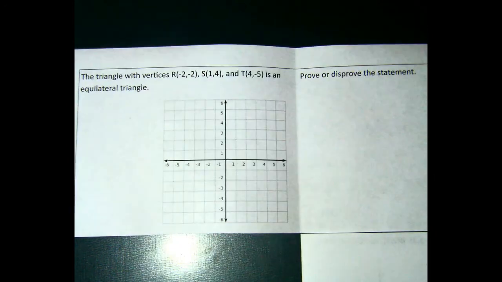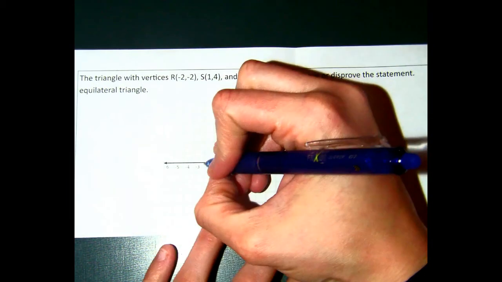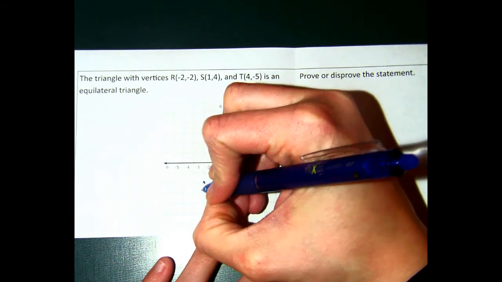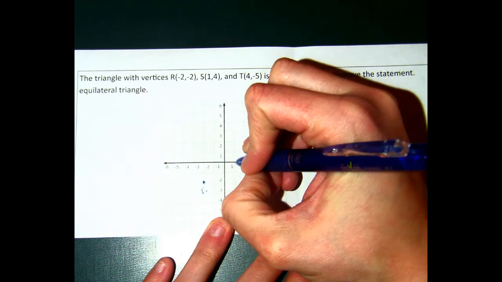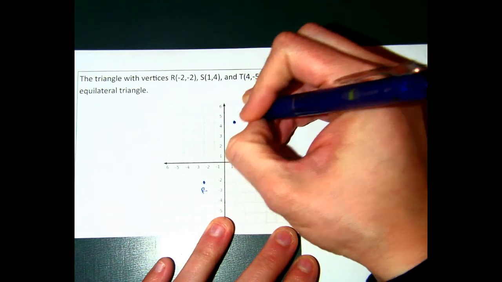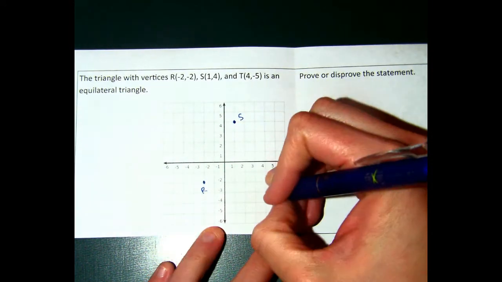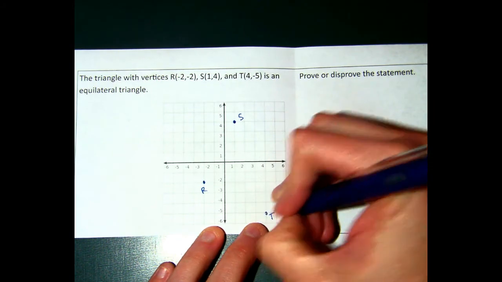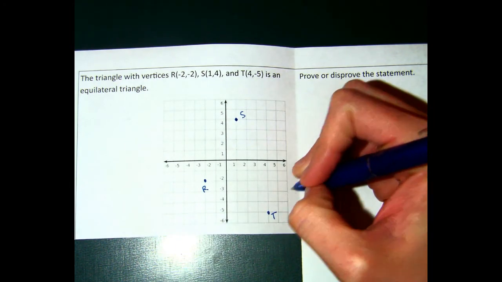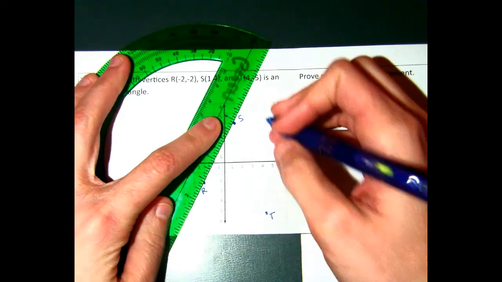All right, with vertices R, S, and T. So we're going to go ahead and graph it. If they give us a coordinate plane, we probably want to graph it. It'll probably help. S is at 1, 4. T is at 4, negative 5. Straight edge. Always use your straight edge.